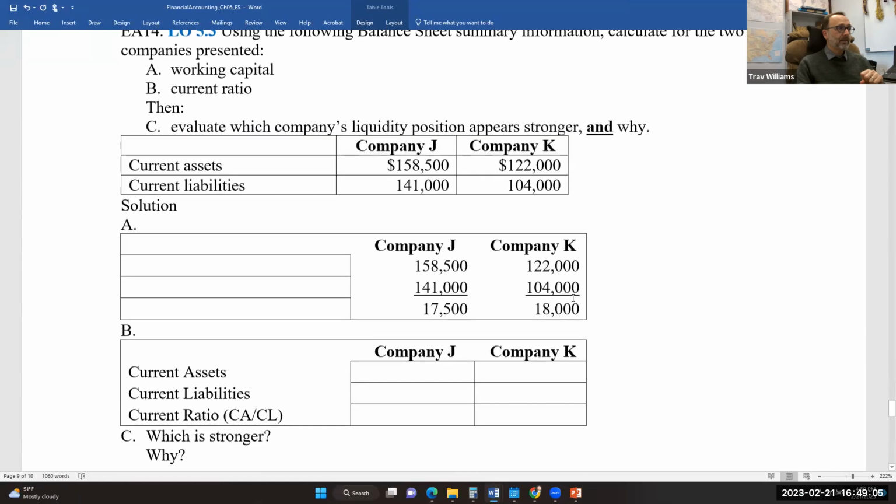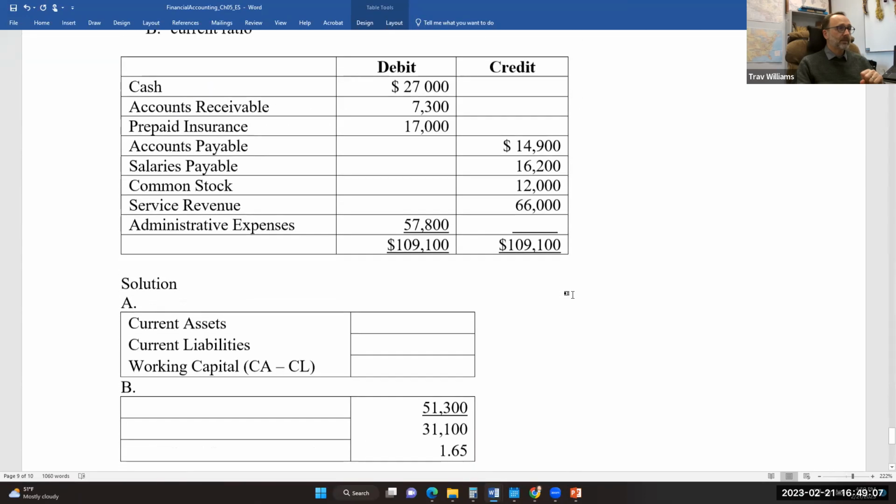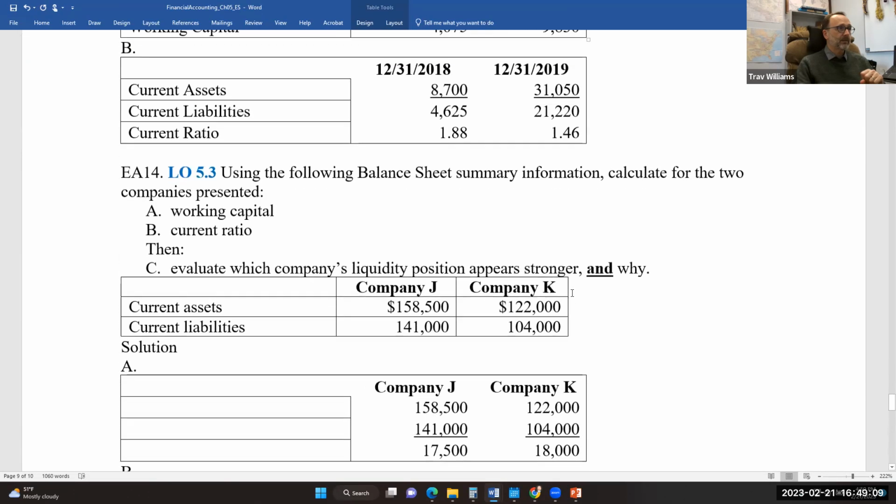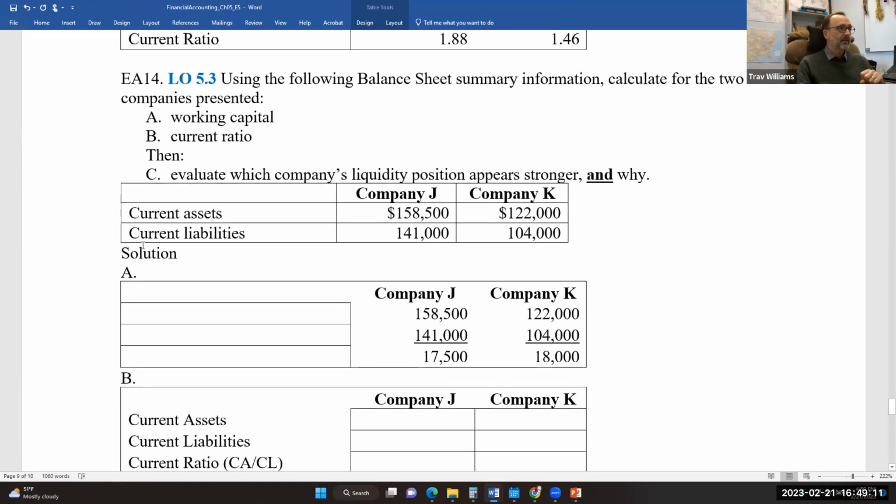Okay, and then moving on to number 14 and 15. We'll be done with the exercise set at that point. Then we'll move on and do 4 problems. And I think we'll be done early today.